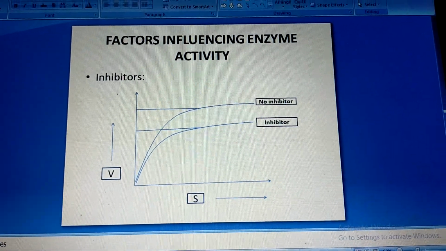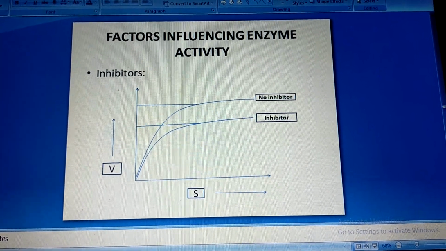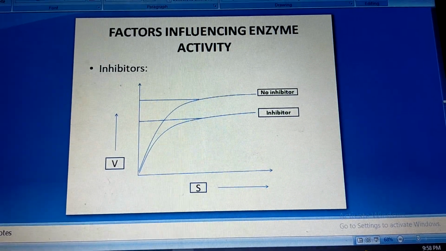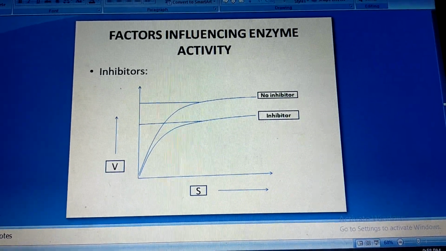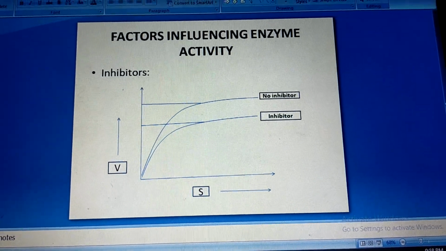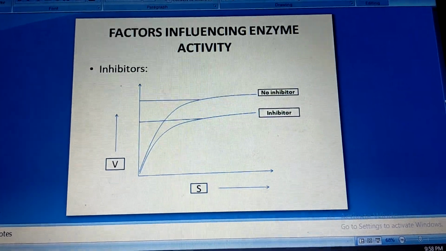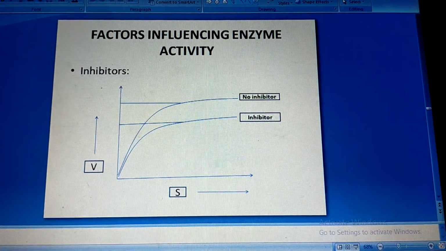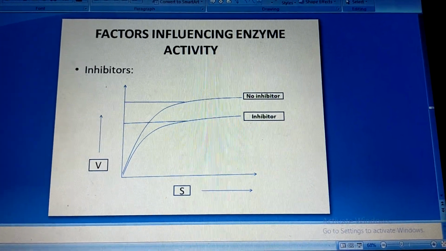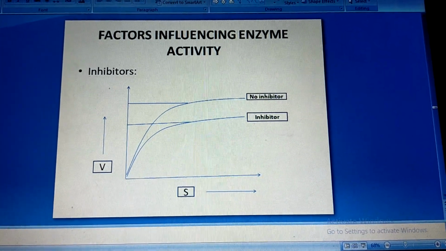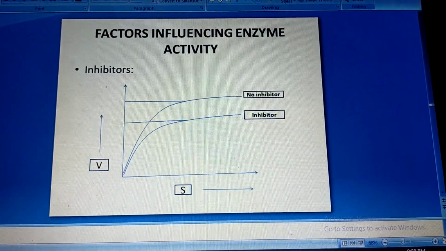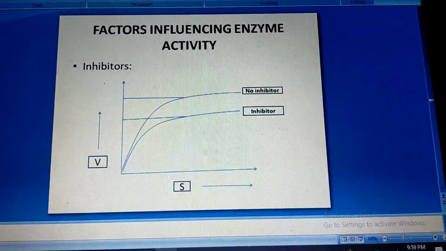Now the next factor is inhibitors. If inhibitors are present in the medium, then these inhibitors inhibit the enzyme, and naturally when the enzyme is inhibited, the velocity of the reaction decreases. So this is a graph. These are the two graphs showing a clear-cut decrease in the maximum velocity of the reaction in the presence of inhibitors.